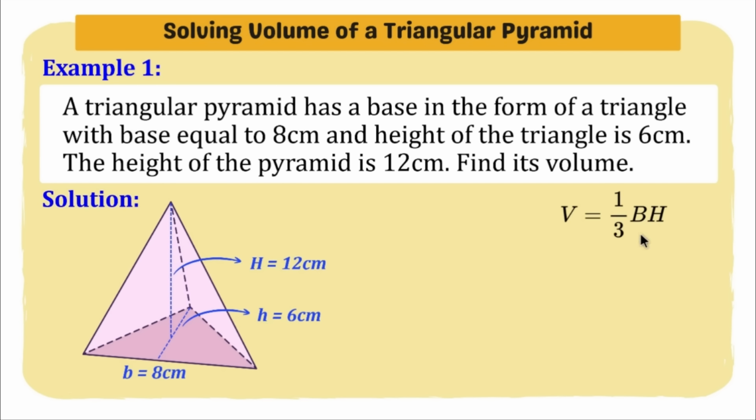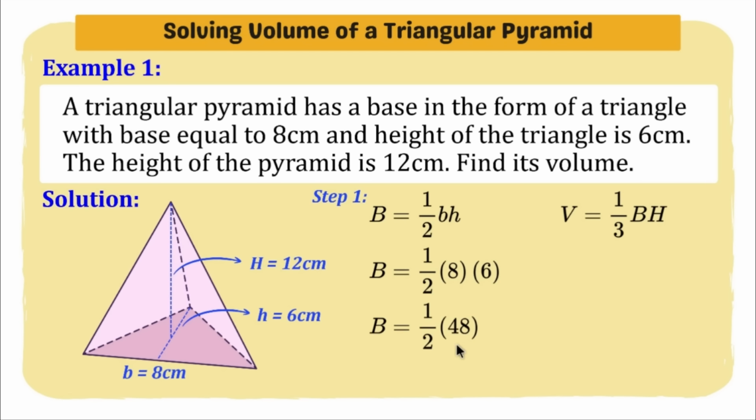Alright, so we can proceed immediately dito sa ating volume, pero ang problema po dito, we have the height, yes, 12 centimeter, but we don't have the area of the base. Kaya ang uunahin po talaga natin is yung ating base, which is yung formula na na-derive natin kanina, which is 1/2 base times height, or yung formula ng ating triangle. So let's substitute. The base is equal to 8, and then the height of the triangle is equal to 6. So 8 times 6, we will get 48. Times 1/2, it will be 24. So ang unit po ng ating base, since area yan, it is square centimeter. Alright?